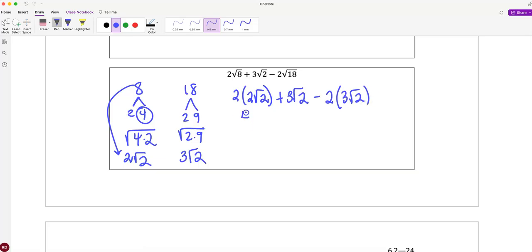So this is 4 root 2 plus 3 root 2 minus 6 root 2. So that's 7 minus 6. Final answer here is just the square root of 2.